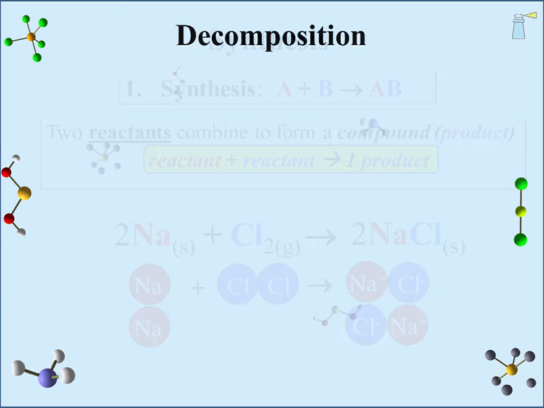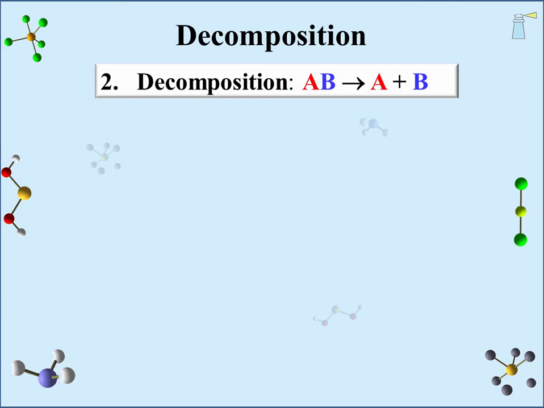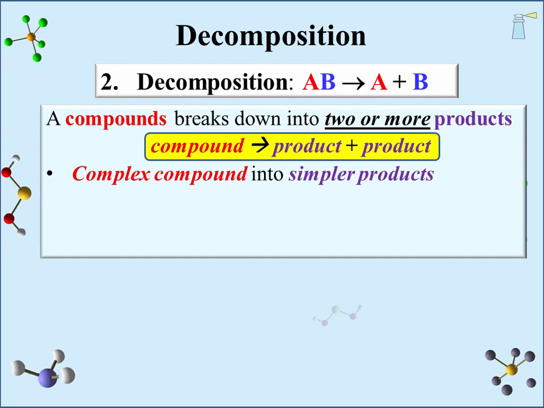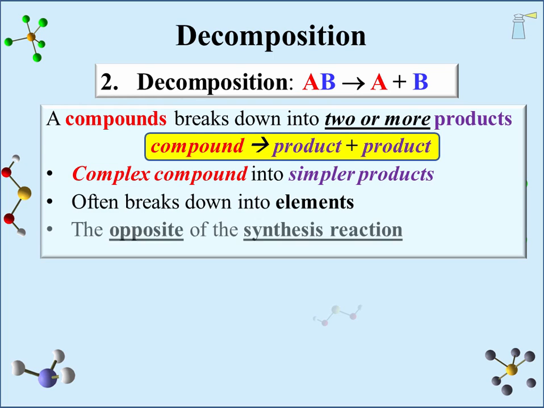The next type of reaction is the decomposition reaction. Chemical AB breaks down to form chemical A and chemical B. As a reaction, it is identified as a single compound that breaks down into 2 or more products. It is a complex compound breaking down into simpler products. Often the breakdown is in elements, and as can be seen, it is the opposite of the synthesis reaction.